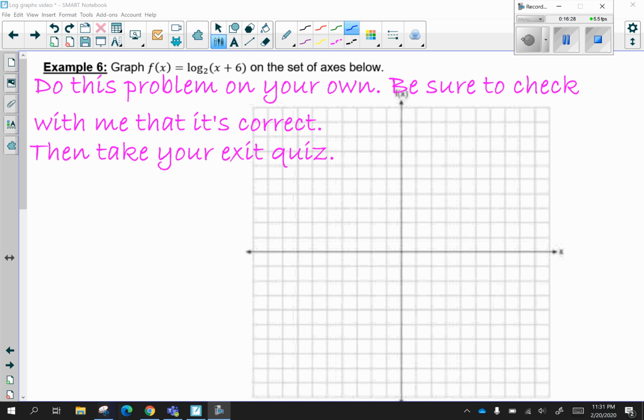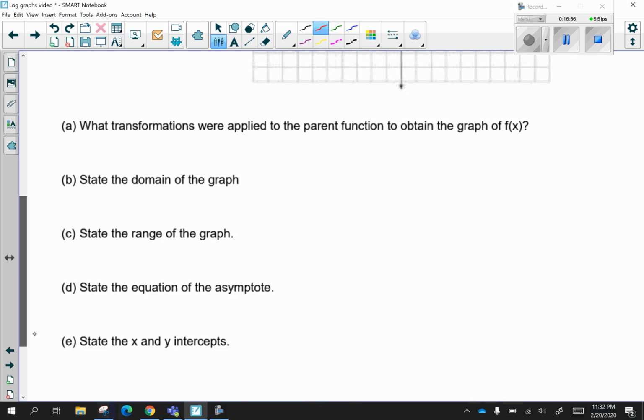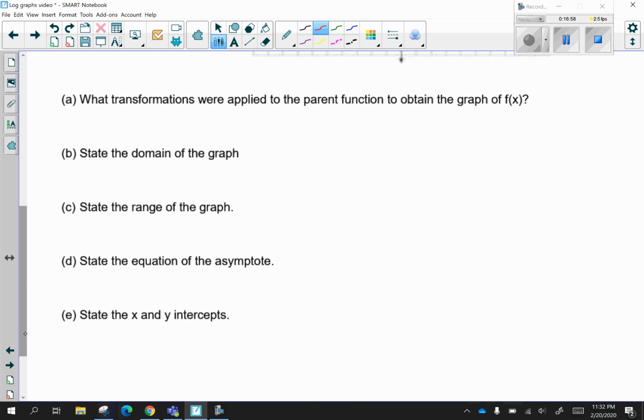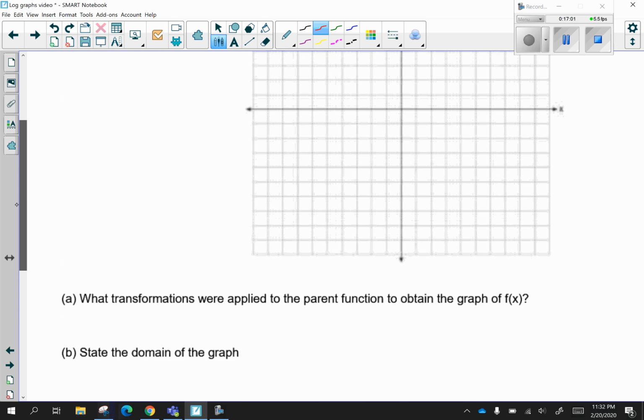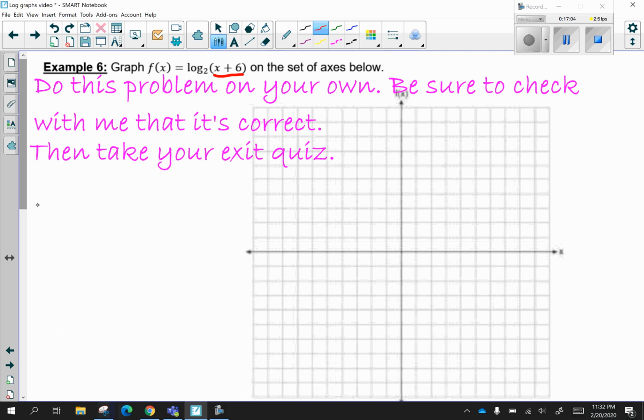Example 6, graph f of x equals log base 2 of (x plus 6) on the set of axes below. So notice here you have an inside change. Plug this into your calculator, come up with the table of values, and then plot the points on the graph. Do this problem on your own. Be sure to check with me to see that it's correct. Make sure you're answering these questions, A, B, C, D, and E. And when you're finished and everything looks good, you'll then take your exit quiz.